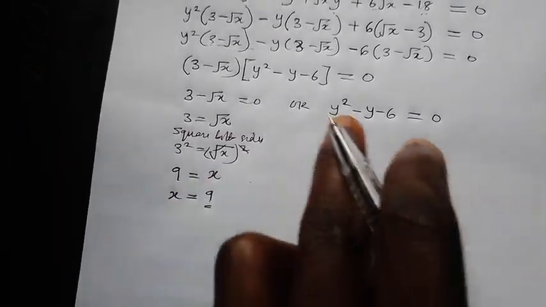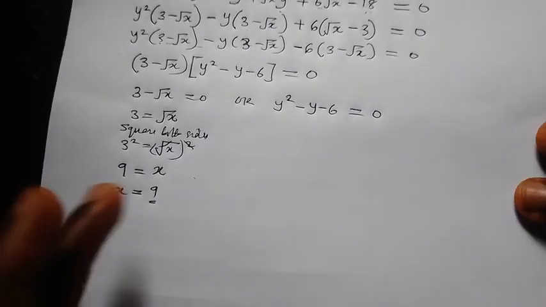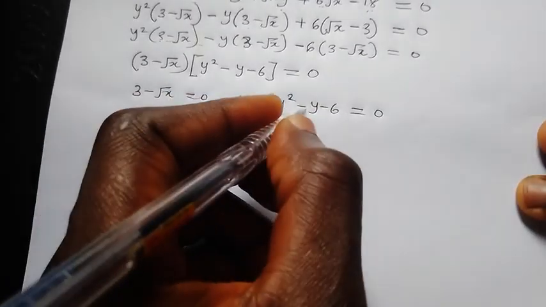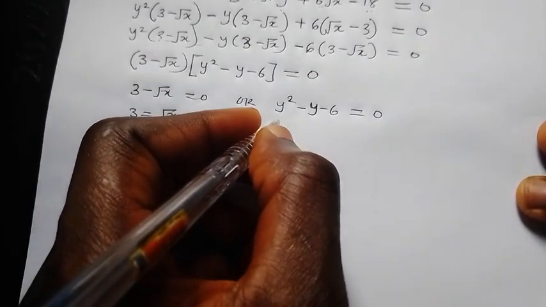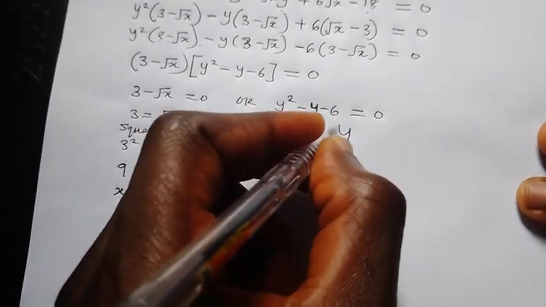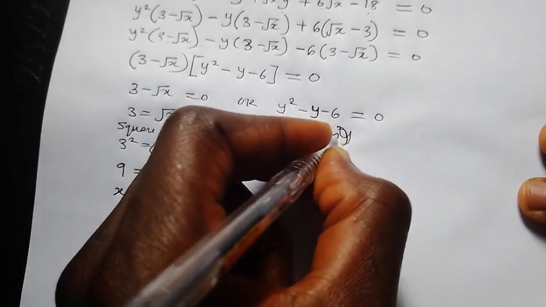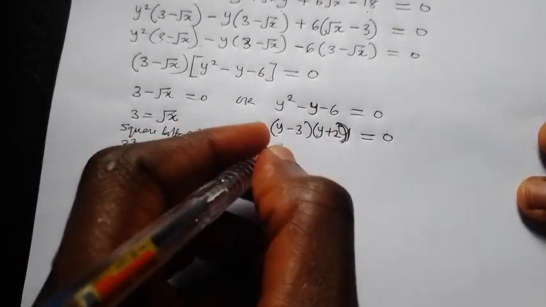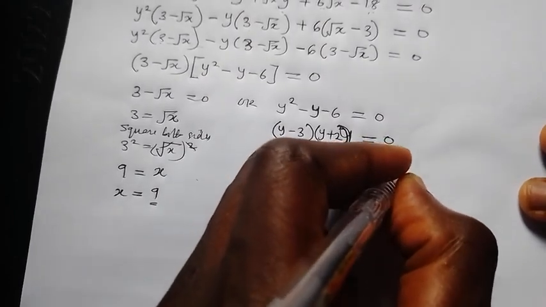But we can't stop here. We still have to simplify this and calculate x from here. So now let's move on. How can we factorize? This can easily be factorized. If you observe, you see that the factors are minus 3 and 2, meaning that this can be rewritten as y minus 3 and y plus 2 equals to 0. Okay, then from here, y is 3 or y is minus 2.